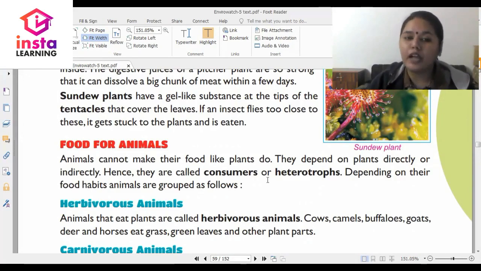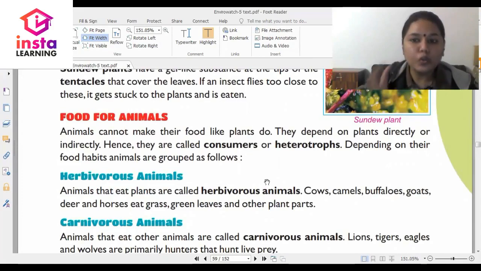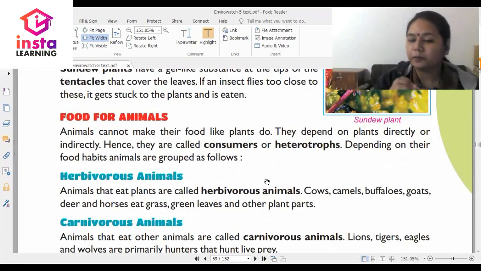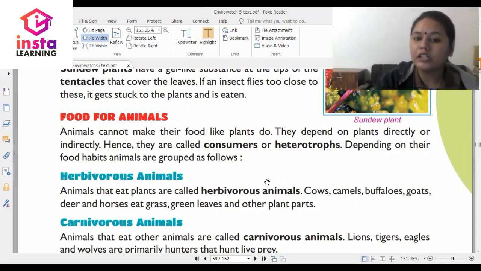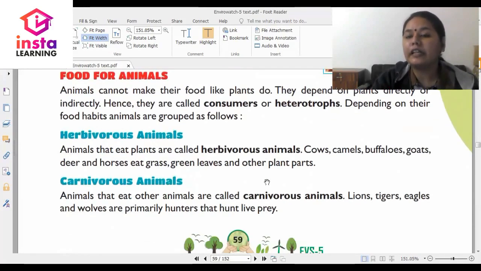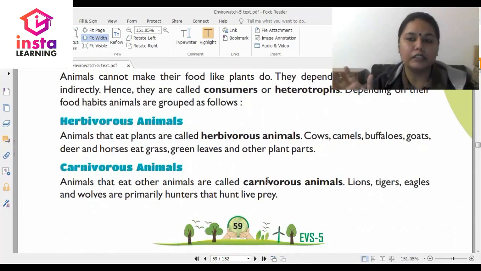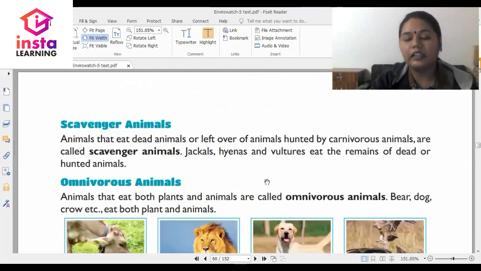Depending on their food habits, animals are grouped as follows. So first is herbivorous, which comes from the word herb, meaning those animals which generally eat plants and trees. You have examples of cows, camels, buffaloes, goats, deer. They generally eat the green leafy part. Then you have carnivorous animals who eat other animals, right? Lions, tigers, eagles, these are the examples.